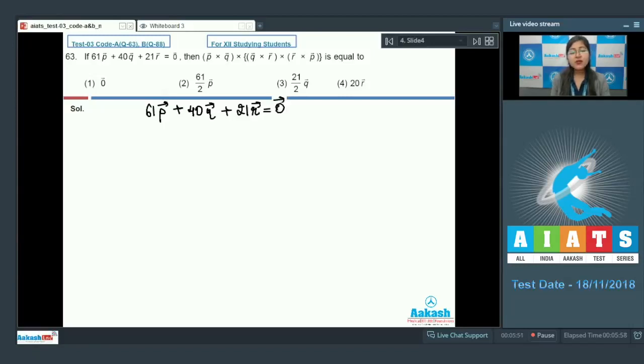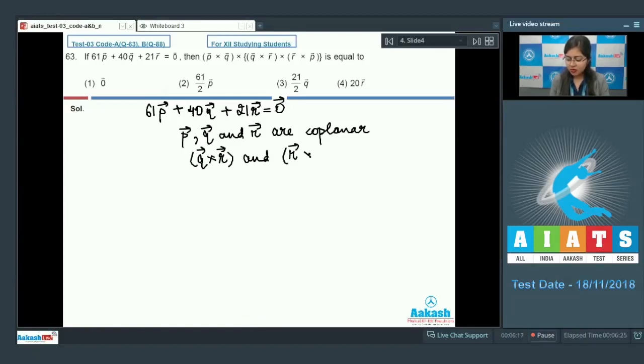Now we know that three vectors can be written in this form only if the three vectors are coplanar. So we can see here that P, Q and R vector are coplanar, right? Now, we see that if these three vectors are coplanar, then vector Q cross R and vector R cross P will be collinear, right? They both will be collinear.